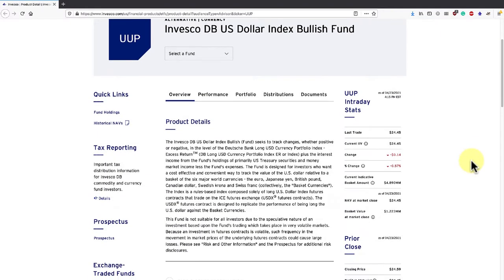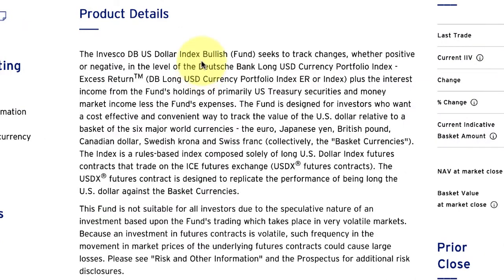Under product details, it does show that this is a fund that tracks changes, whether positive or negative, in the level of the Deutsche Bank Long USD Currency Portfolio Index. The fund is designed for investors who want a cost-efficient, convenient way to track the value of the US dollar relative to a basket of the 6 major world currencies, including the euro, Japanese yen, British pound, Canadian dollar, Swedish krona, and the Swiss franc.